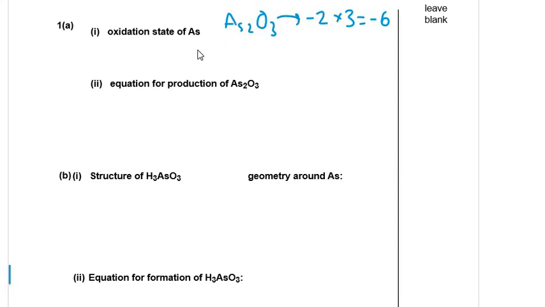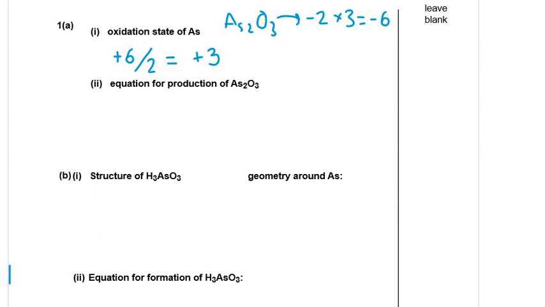That means that the arsenics must cancel out the oxygens completely, meaning that the arsenic's total oxidation state must contribute +6. So if we divide that by the number of arsenic atoms present, we should see that each arsenic has an oxidation state of +3.